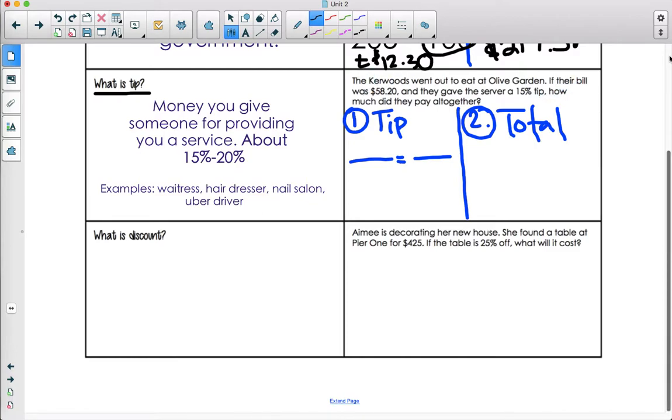Emily Johnson, sorry about this. If you're still in the building, would you please come to the office? Emily Johnson, please come to the office. Okay, sorry about that announcement.